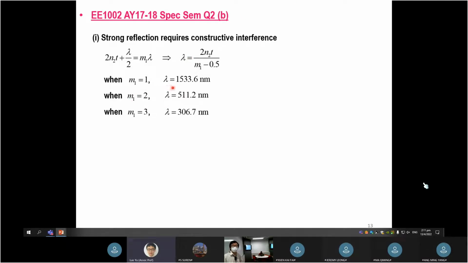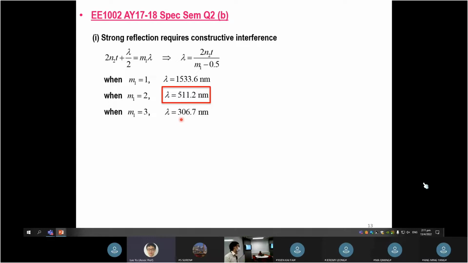We found that m equal to 1 gives about 1,500 nanometers, which is in the infrared, not in the visible range. m equal to 2 gives about 500 nanometers, something like yellow or green light, which falls in the 400 to 700 nanometer visible range. m equal to 3 gives 300 nanometers, which is in the ultraviolet, below 400 nanometers. So here we should comment that we have one wavelength that will be strongly reflected, this one. When you further increase m, it will of course make lambda smaller and smaller.